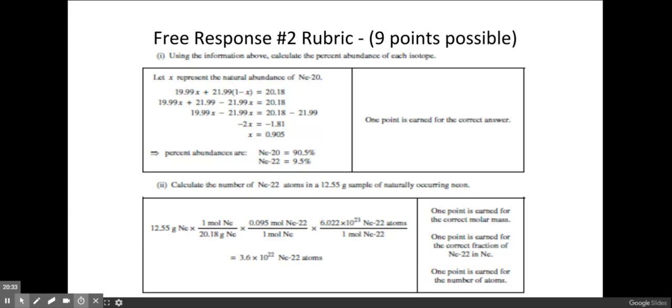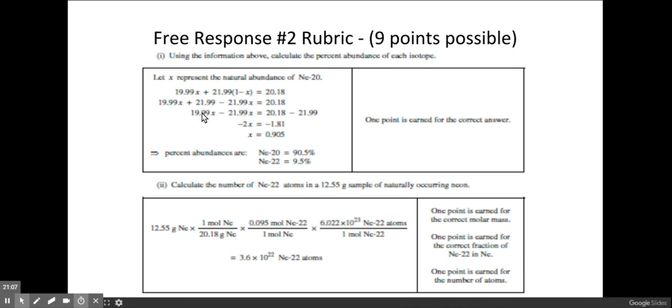Remember, all your percentages are converted into decimal equivalents. If you take 40% as 0.4 and 60% as 0.6 and add them up, you get 1, not 100. That 1 is the decimal equivalent of 100%. So we've taken the atomic mass of neon-20 times its abundance plus the atomic mass of neon-22 times its abundance, 1 minus X. And they've given us the average.